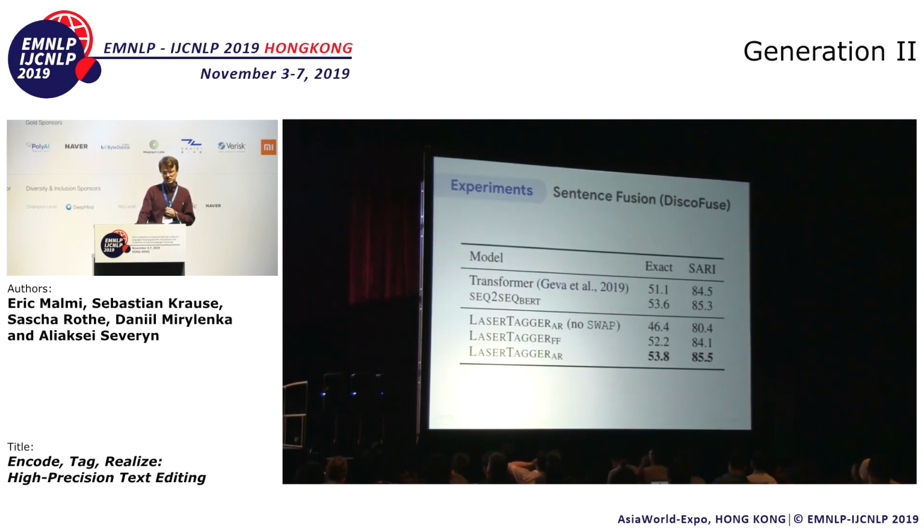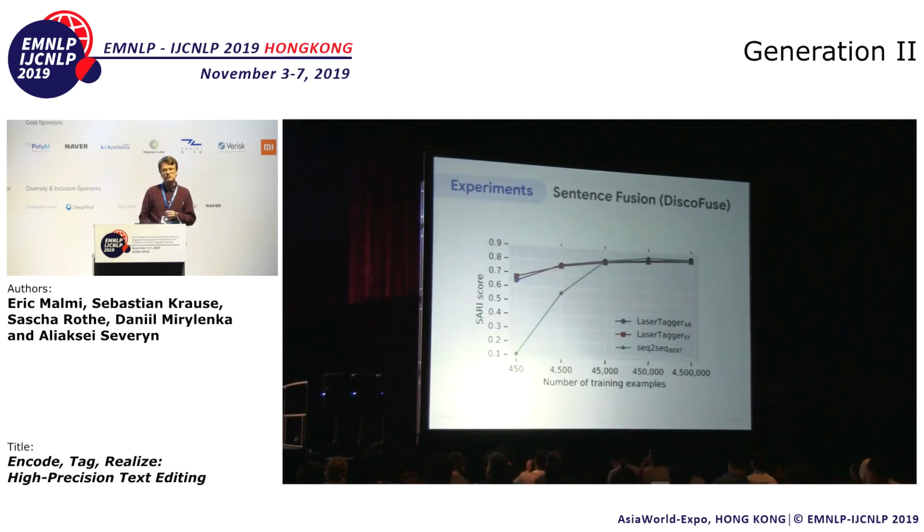What is perhaps more interesting is that if you start subsampling your training data set, you see that when you have the full data set, there's no big difference, but when you go below a few tens of thousands of training samples, the seq2seq model is no longer able to learn any reasonable model. Whereas the tagging approach actually performs very reasonably even if you have a few hundred training samples.